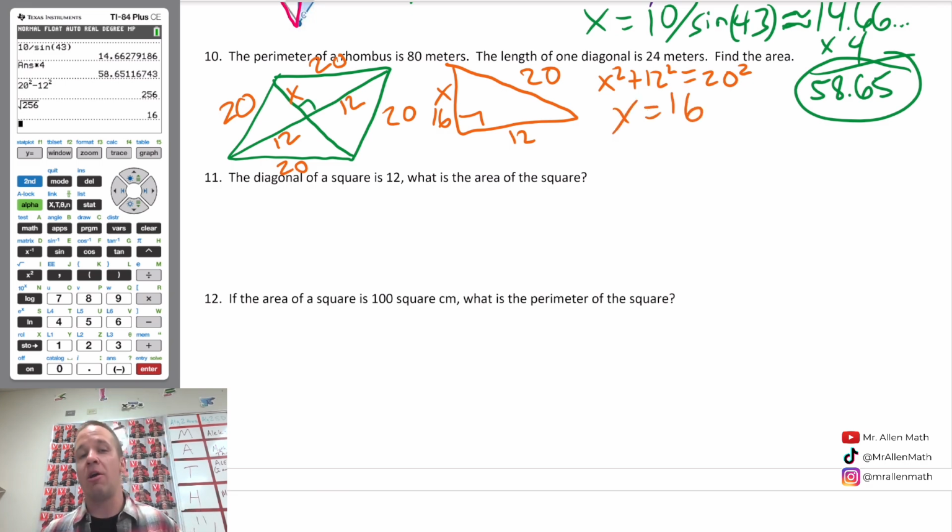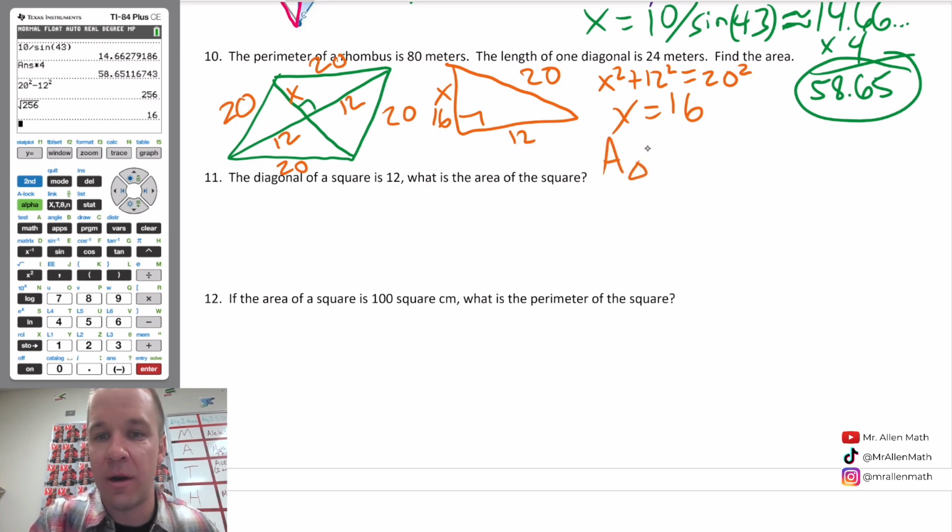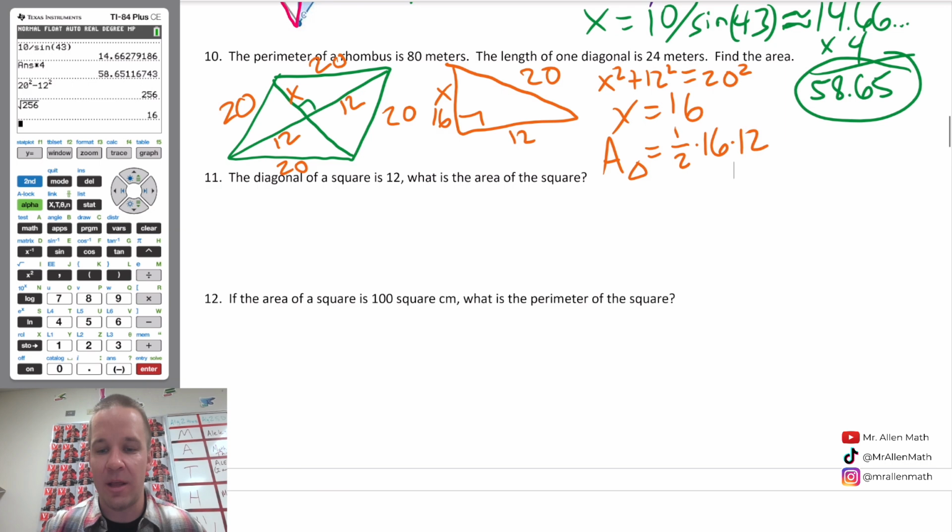So now I got to get the area of this rhombus. We said all 4 of those triangles in there are the same. So if I find the area of one triangle, I can just multiply that by 4. My base and my height of this triangle are 16 and 12. So area of one triangle is going to be 1/2 times 16 times 12. So let's type that in the calculator right there.